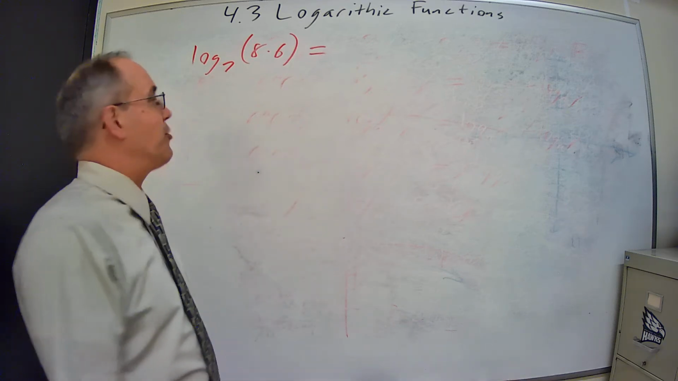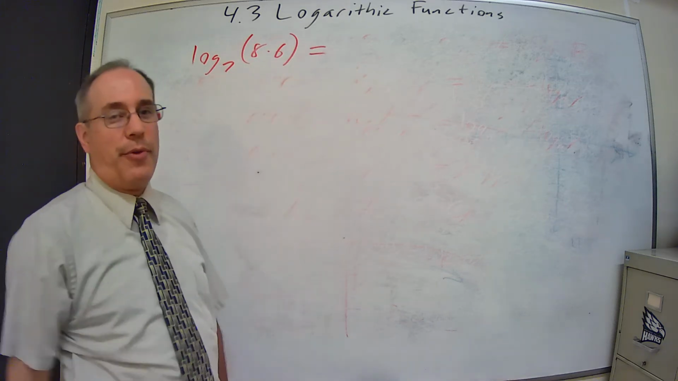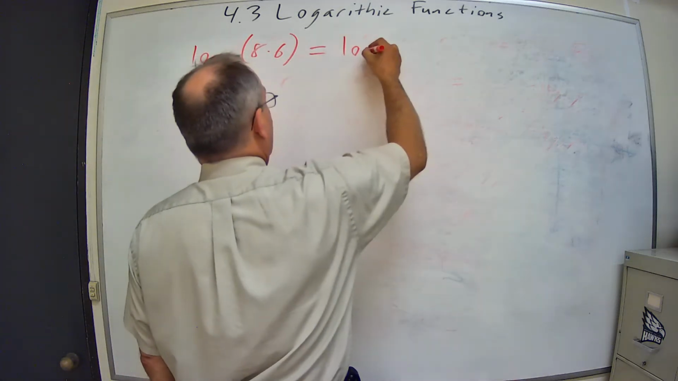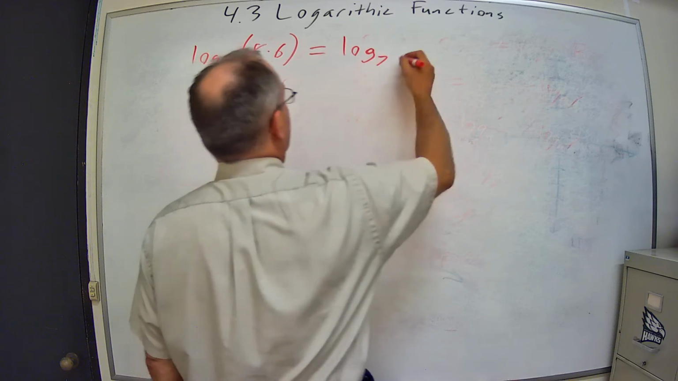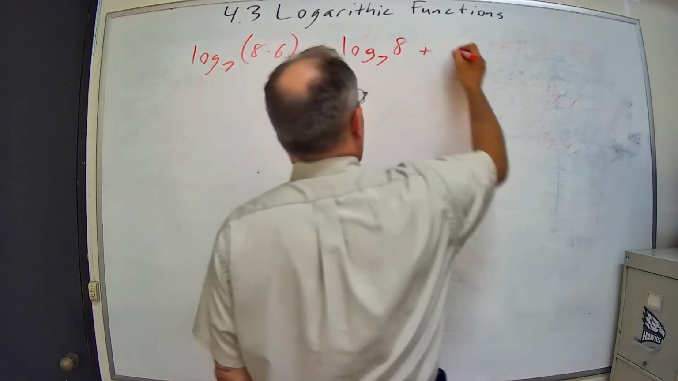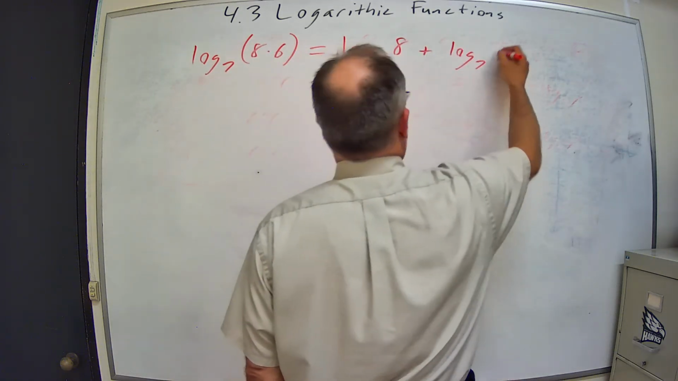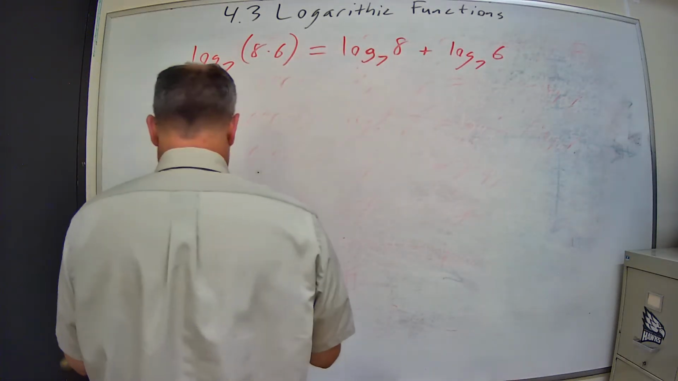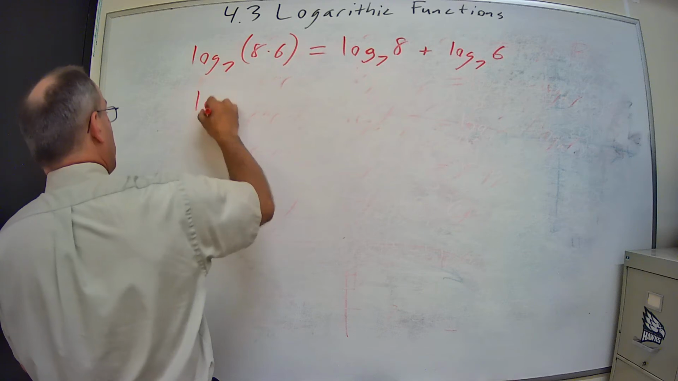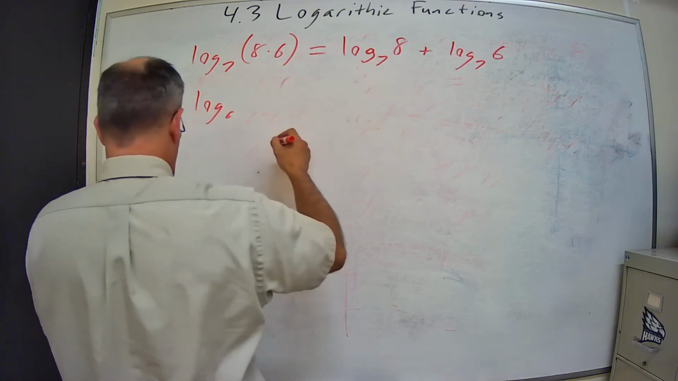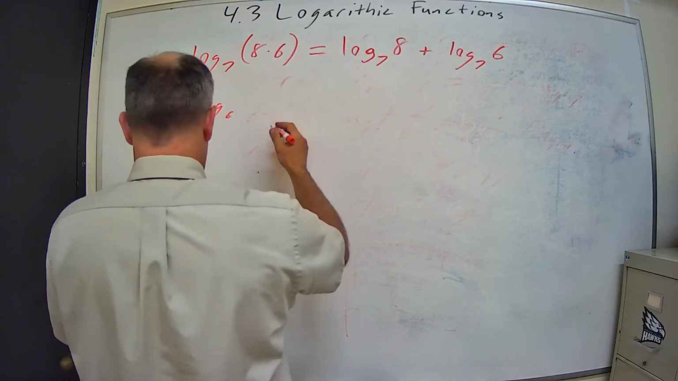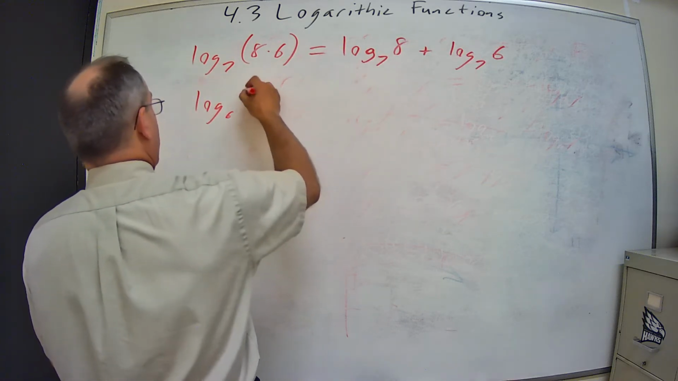So when you're asked to do it, don't just multiply it together and say, see, I rewrote it. There are reasons for doing this. So log base 7 of 8 plus log base 7 of 6. Try another one. Log base 6 of 12/5.